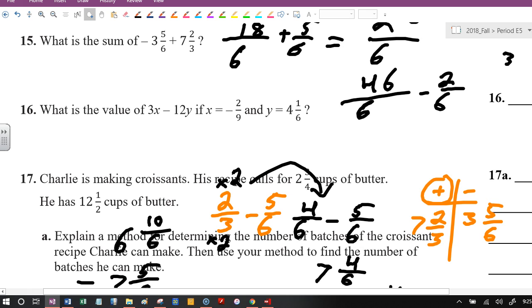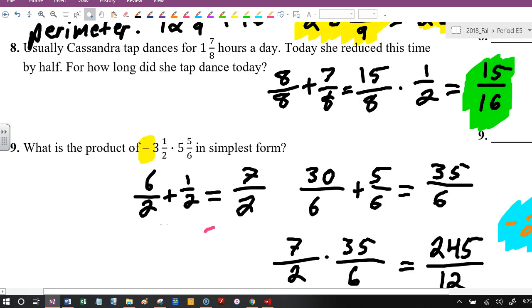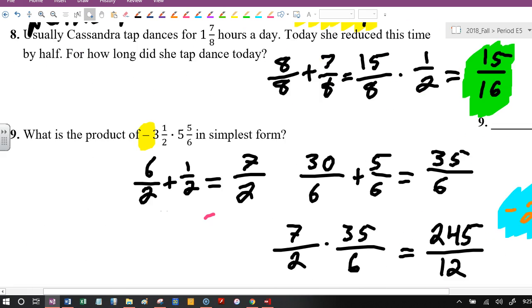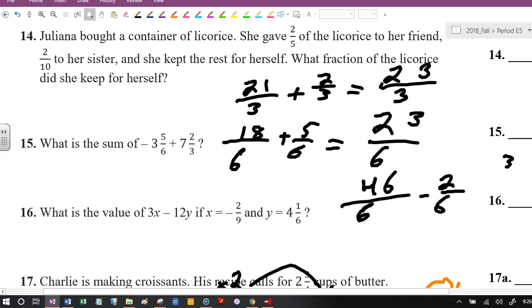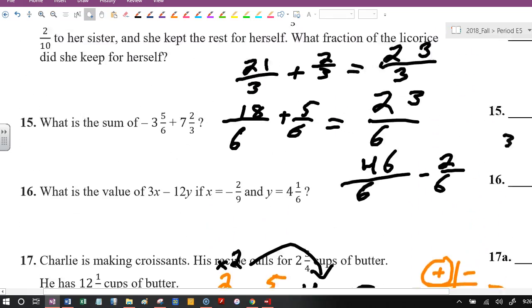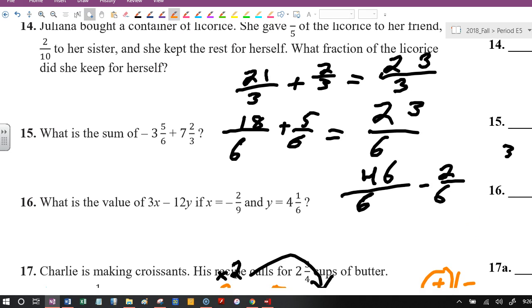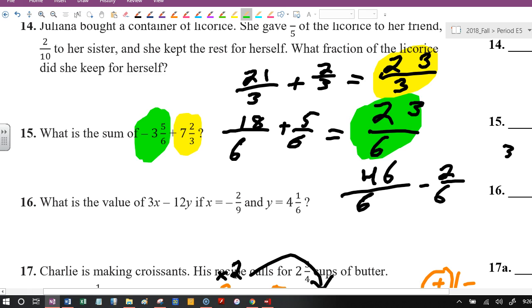We've got the positives, okay, that's good. All right, so the positive side is 7 2/3. This is the positive side, right? And then this is the negative side. The negative side is 3 5/6. Isn't that correct? Okay. So which one's bigger? Who wins the game? Well, we don't know until we have a common denominator.